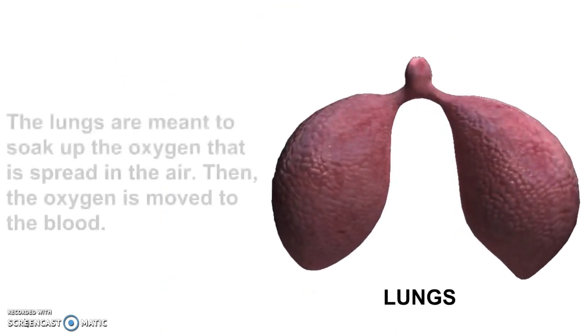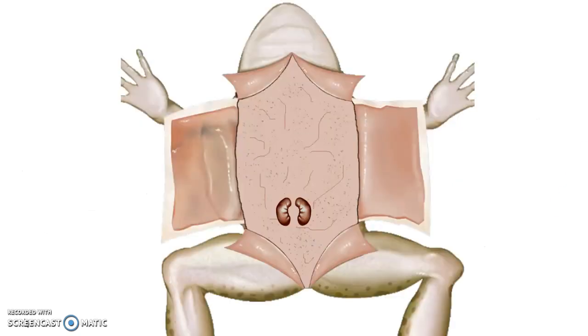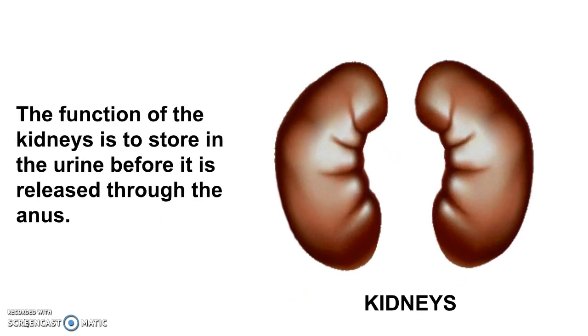Then we have the lungs. The lungs are meant to soak up the oxygen that is spread in the air. Then the oxygen is moved to the blood. Last but not least, we have the kidneys. Now, the function of the kidneys is to store the urine before it is released through the anus.